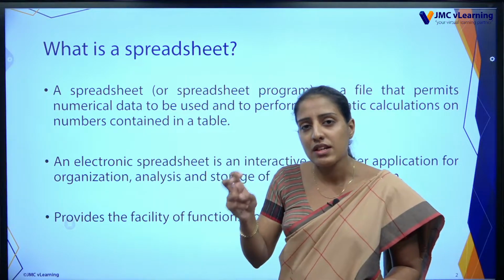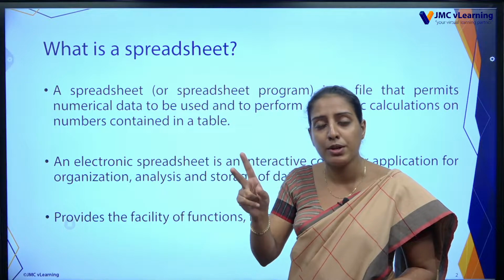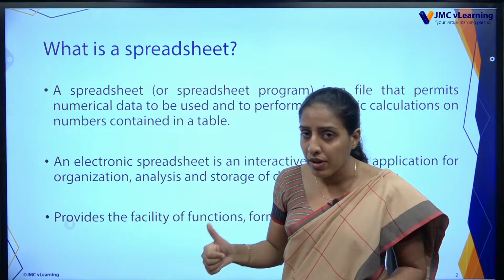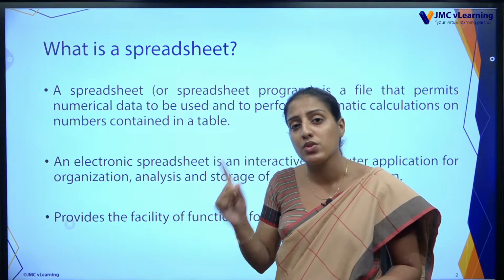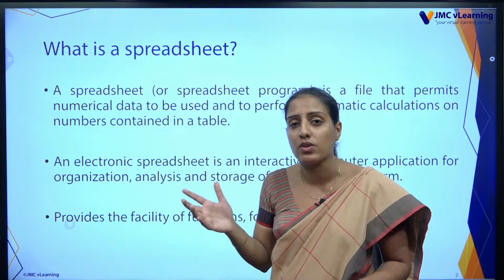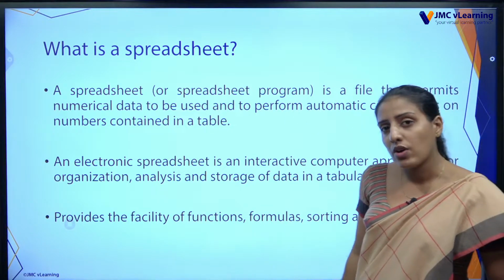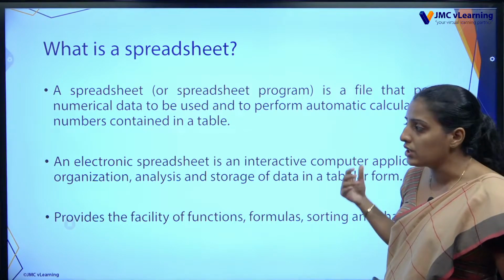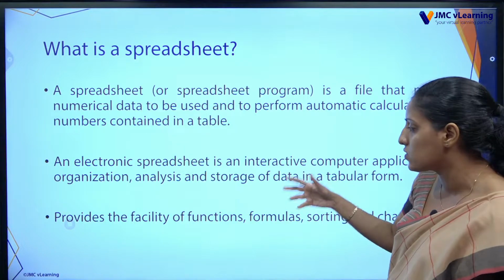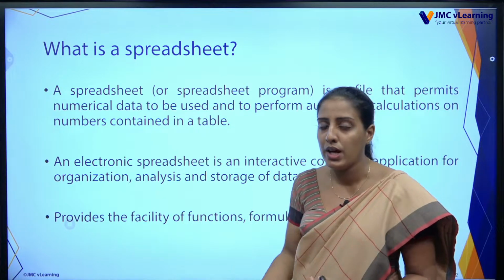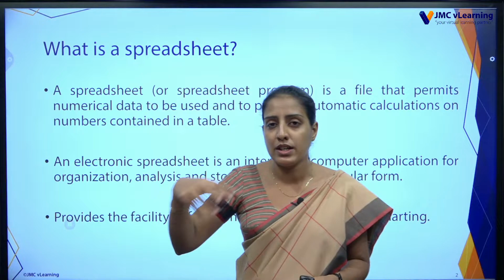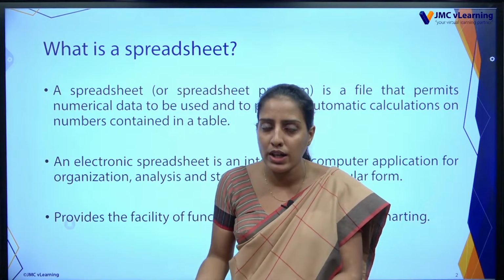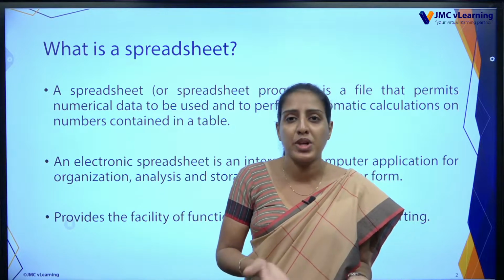Always remember, there are two main important things. What is that? A spreadsheet is a table format. Another thing is we use it to represent mathematical calculations. An electronic spreadsheet is an interactive computer application for organization, analysis and storage of data in a tabular form. That means a spreadsheet can be divided into two parts: we can do it manually, or use the electronic version of the spreadsheet.